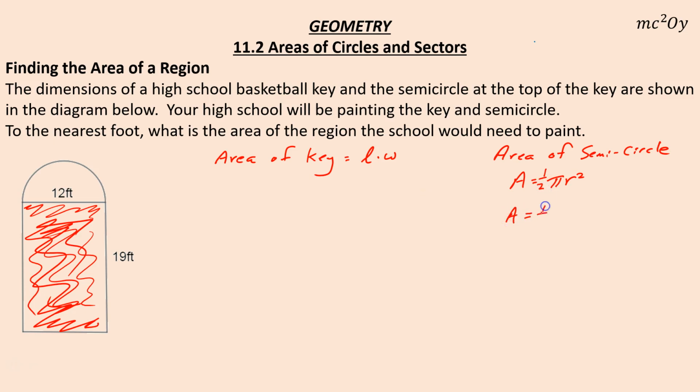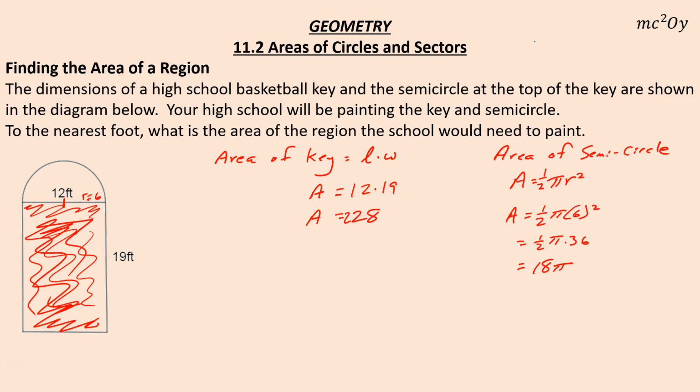That'd be A is equal to 1/2 of, well, the radius. Well, if this is 12, then the radius is half of the diameter, which would be 6. 1/2 pi, 6 squared. So we get 6 squared is 36, so we get half of pi times 36, which is half of 36, is 18 pi. Okay. The area of the key, well, that's length times width. So over here, we'd have A equals 12 times 19, or 19 times 12. So A here is 228.